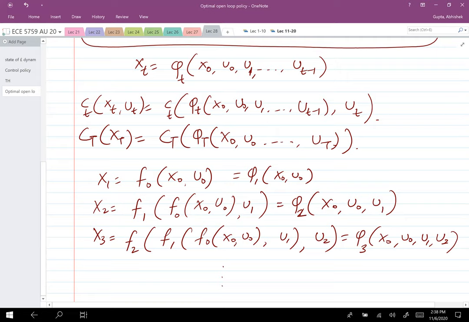Okay, so is this conversion clear? So the first thing we do is write the state as a function of the initial state and all the actions so far. And then I can substitute that in the cost function. So Ct and capital CT, I can substitute that to get the cost function as a function of the initial state and all the actions you have taken so far. And the terminal cost will be a function of the initial state and all the actions you have taken until the end of the horizon. Actually, this should be ut minus 1, because the entire decision process stops at time capital T.